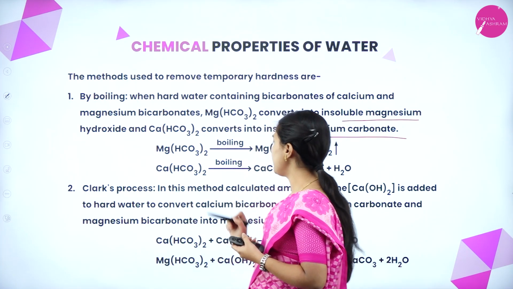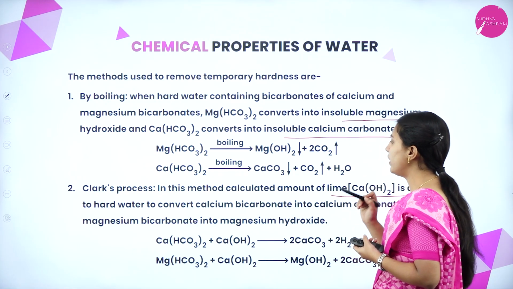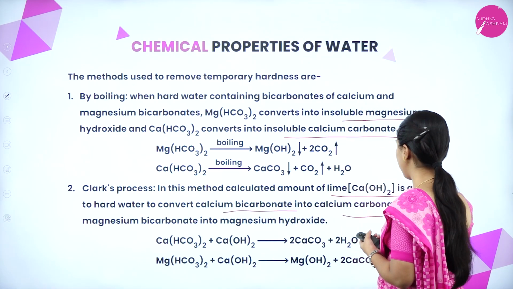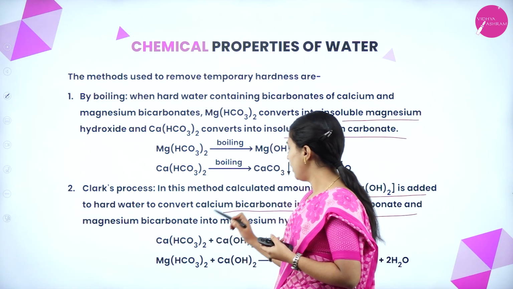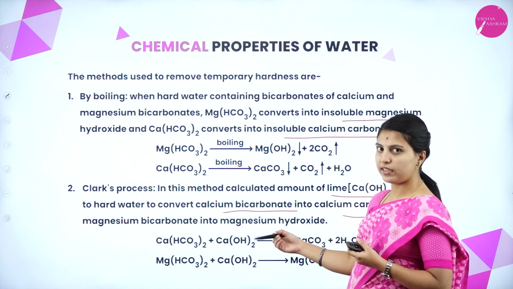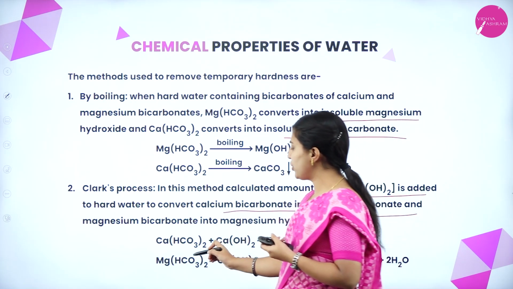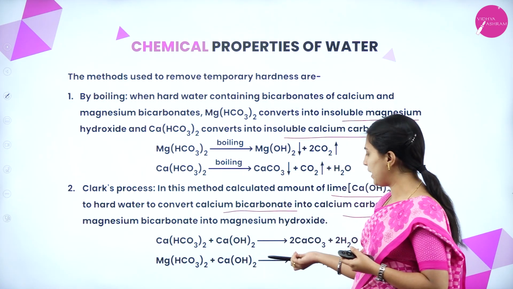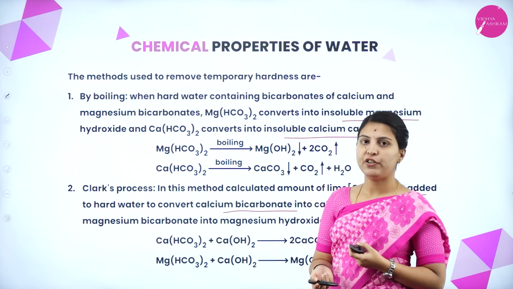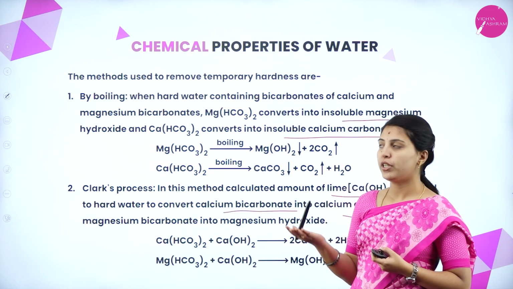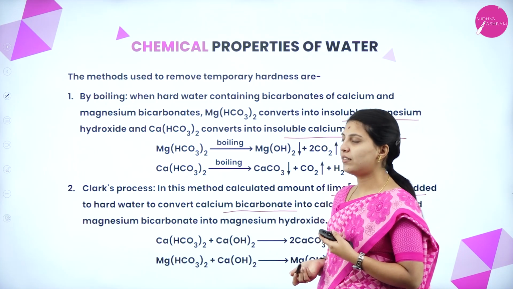Next, Clark's process. In this method, a calculated amount of lime is added to hard water to convert calcium bicarbonate into calcium carbonate and magnesium bicarbonate into magnesium hydroxide. This is calcium bicarbonate treated with calcium hydroxide, that is nothing but slaked lime, and calcium carbonate will be formed with a water molecule. This is magnesium bicarbonate, also treated with slaked lime, and magnesium hydroxide and calcium carbonate and also a water molecule will be formed. These are the two methods by which temporary hardness can be removed. First one is boiling and next one is Clark's process.